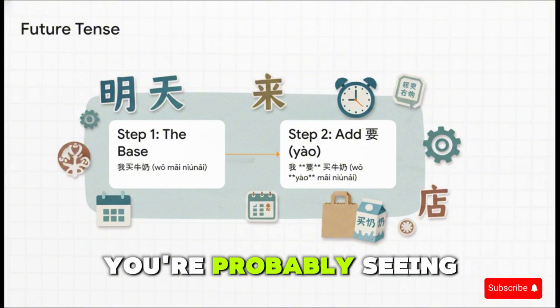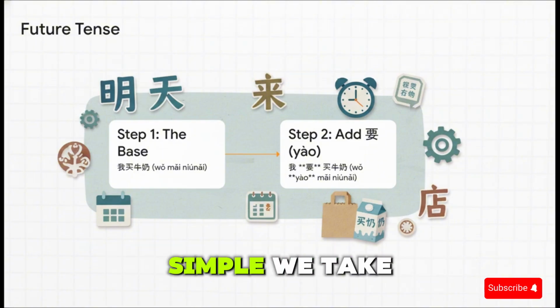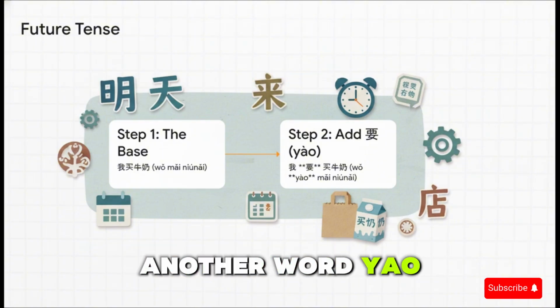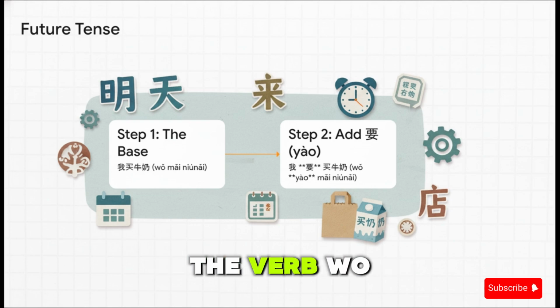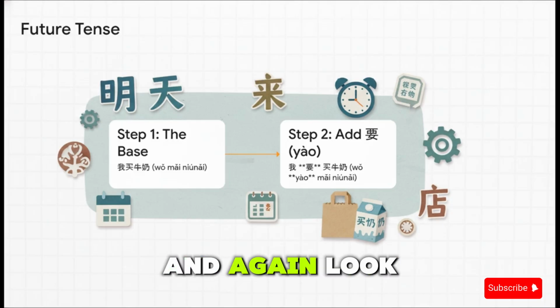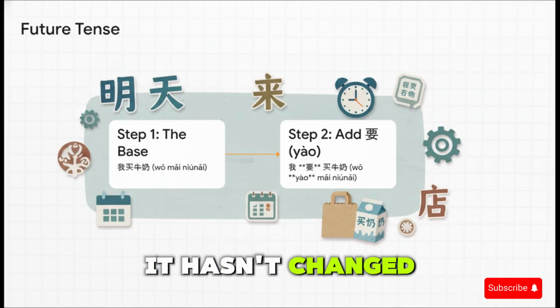And the future? You're probably seeing the pattern now. It's just as simple. We take another word, 要, and put it in the same spot, right before the verb. 我要买牛奶. I am going to buy milk. It's all about your plan, your intention to do something. And again, look at the verb 买. It hasn't changed at all.